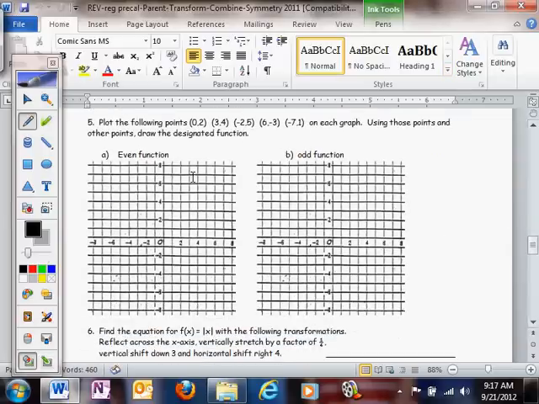Number 5, we're going to be looking at taking some points and then creating either an even or an odd function or both. We did a lot of this on the quiz that we took a week ago. So quickly, I will do an even function. To make an even function, the first thing you want to do is plot the points you're given.